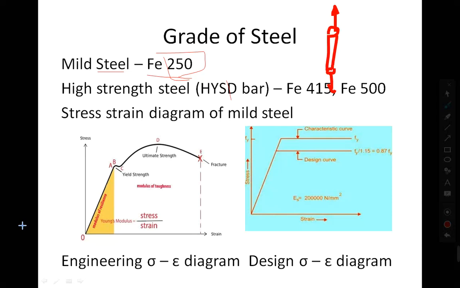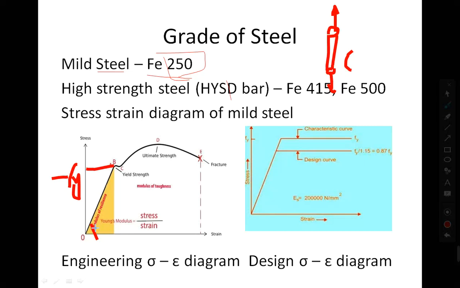This curve has two parts: one is the linear part, another is the non-linear part. In the linear part, this point A is called the yield strength Fy, and this portion is elastic, meaning the material obeys Hooke's law: stress is proportional to strain. How do we get the Young modulus? It is nothing but the slope of the linear part of the curve, the vertical length by the horizontal length, which is stress by strain.